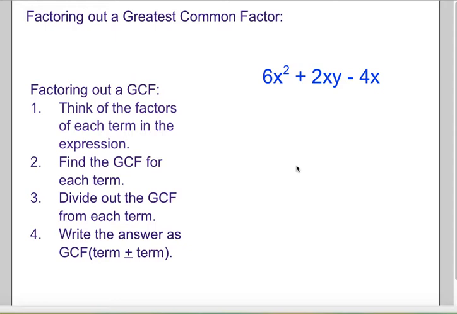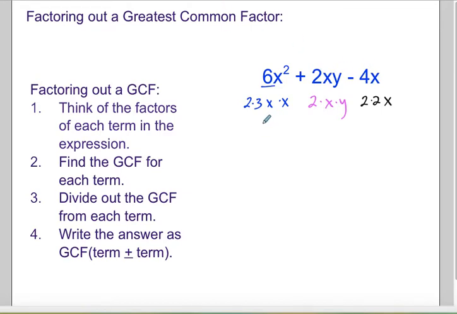Here we have a trinomial. It has 3 pieces, and we're going to be factoring out the GCF. The first step is to think of the factors of each part. So factors of 6 are 2 times 3, and then x squared is like having x times x. For the 2xy, 2 is a prime number, so 2 cannot factor, and then it has an x and a y. And then the last piece here is a 4. 4 has factors of 2 times 2, and then it has an x. So this is the factorization of each term that we see here.